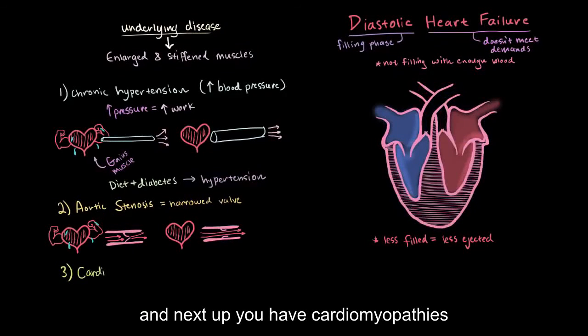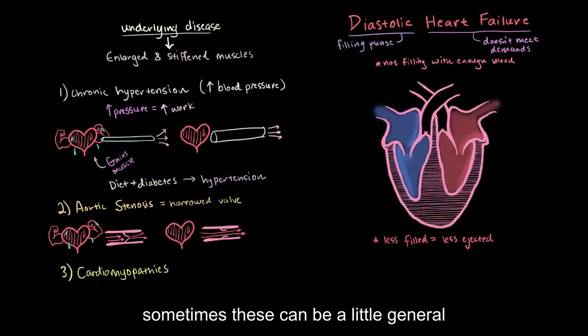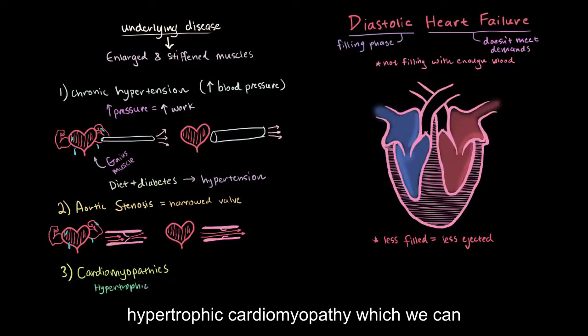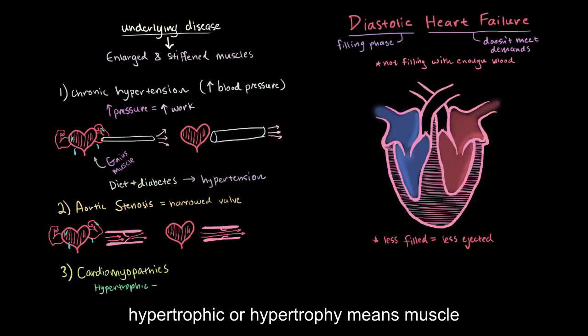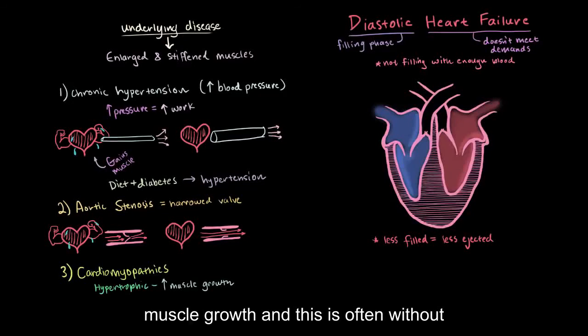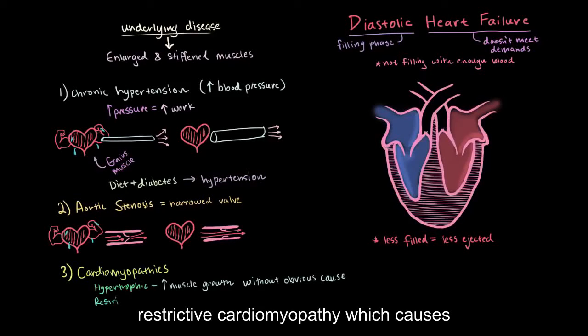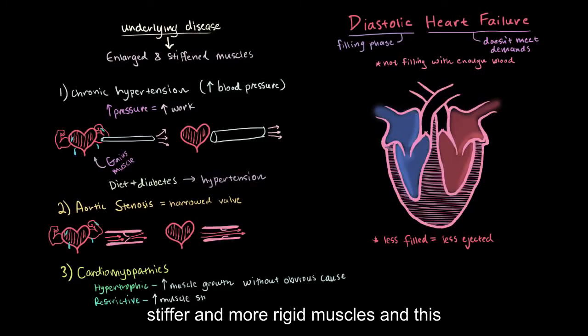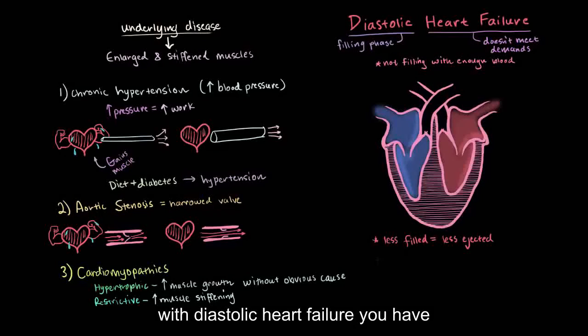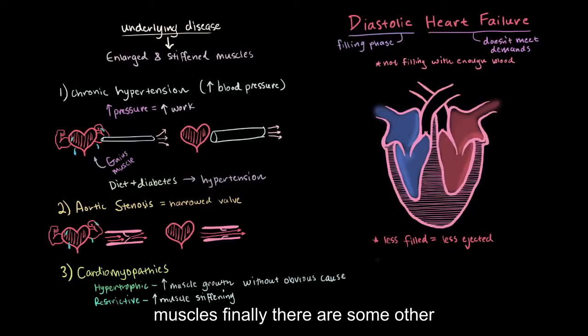And next up you have cardiomyopathies, which mean heart muscle diseases, and sometimes these can be a little general, but for diastolic heart failure in particular, there are two that we're going to focus on. The first one is hypertrophic cardiomyopathy, which we can kind of figure out by the name. Hypertrophic, or hypertrophy, means muscle growth, and so this cardiomyopathy causes muscle growth, often without an obvious cause. The second is restrictive cardiomyopathy, which causes stiffer and more rigid muscles, and this restricts the ventricles from expanding. These two cardiomyopathies kind of hit the nail on the head, right? Because with diastolic heart failure, you have either stiffer muscles or enlarged muscles.